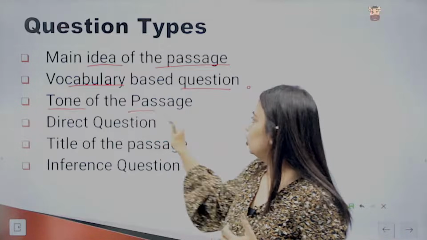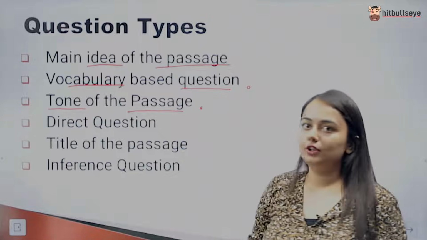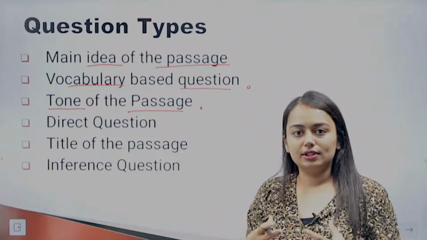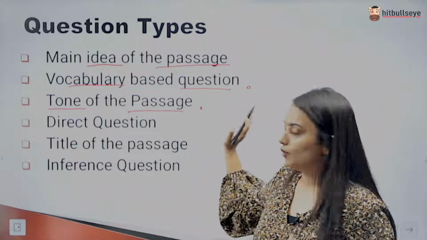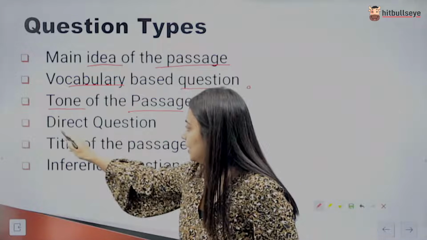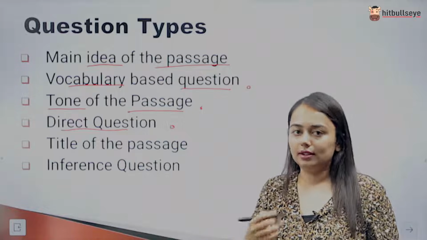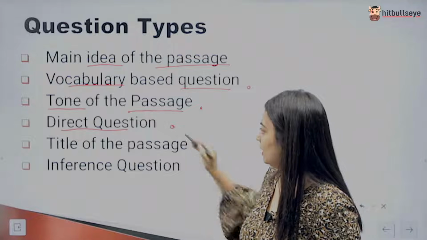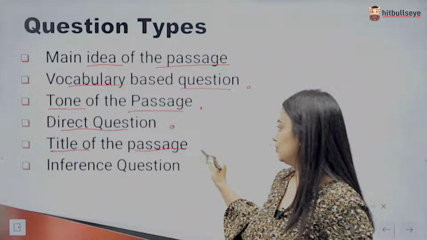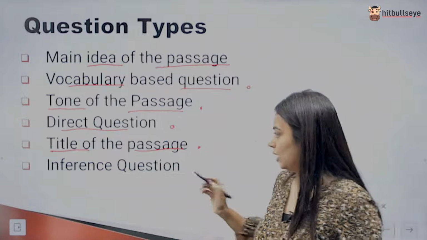Questions can be based on the tone of the passage. Tone is the mood of the author. Is the passage a sarcastic one, a sympathetic one, a caustic one? Basically, it reflects the mood of the author towards the topic he is talking about. Questions can be in a direct form, the answers of which you can easily find in the passage. They are very direct and in simple language. Questions can also be based on the title of the passage. Basically, the title is the one line that is the gist of the whole passage.